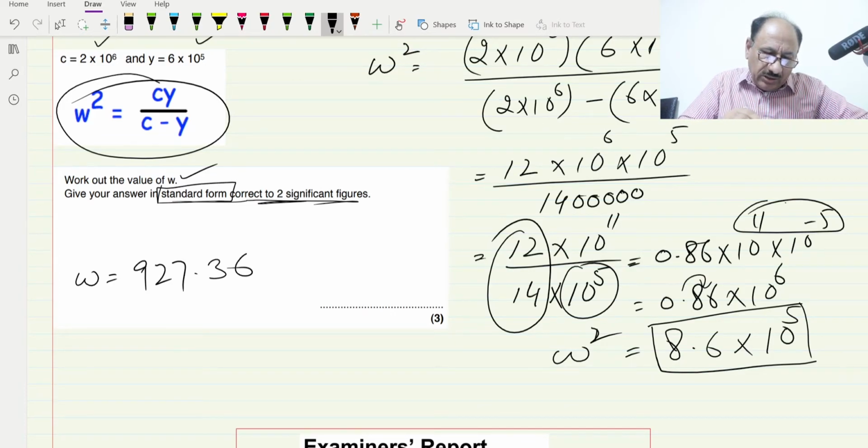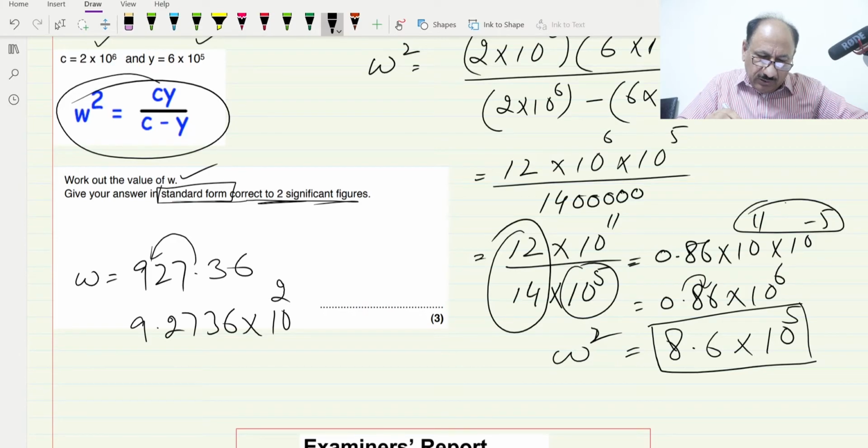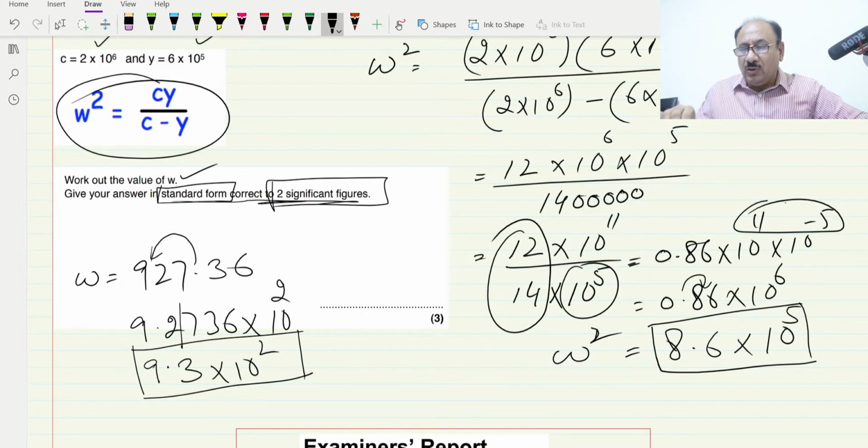They are saying provide in standard form, so we will move this decimal to the left, and this will be 9.2736 into 10 raised to, 2 digits we moved, so it will be plus 2. And they are saying two significant figures, so we require 9 and we require one digit also, so we will remove from here, so it will be 9.3 into 10 raised to the power 2. This will be our final answer to this question. Hopefully you understood this part as well.